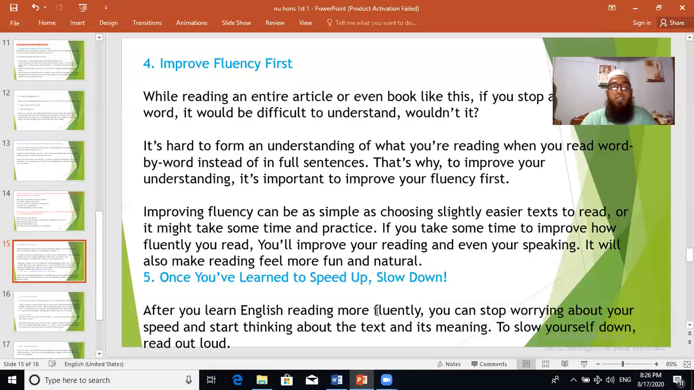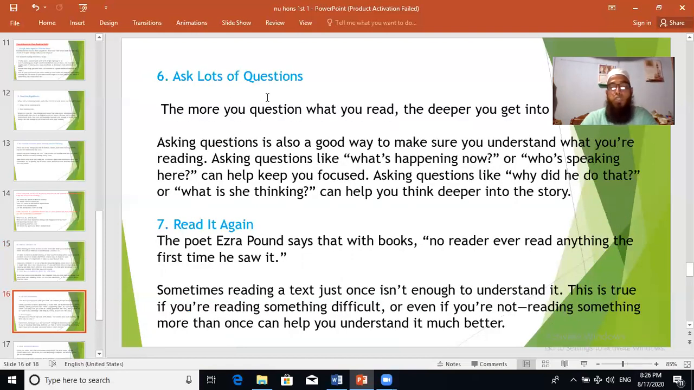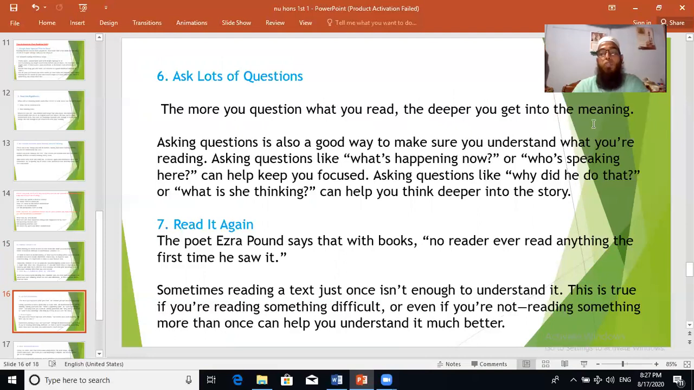When you have been very fast in reading English books or stories, then if you want to get the meaning or content of the text, I mean profoundly, deeply, at that time you have to slow down yourself. How can you do it? You start reading aloud, because when we read aloud, we cannot read so fast. That's the technique to slow down yourself. Ask lots of questions. The more you question what you read, the deeper you get into the meaning.